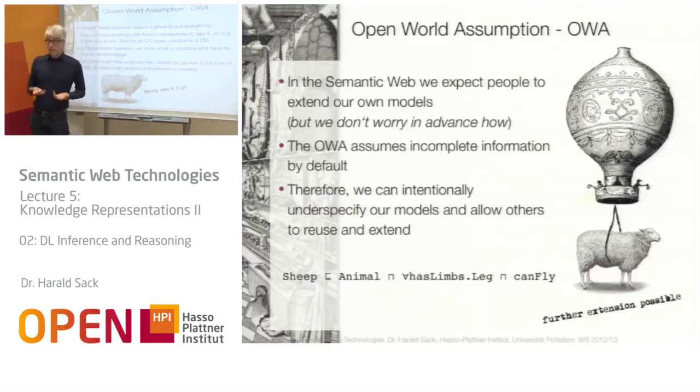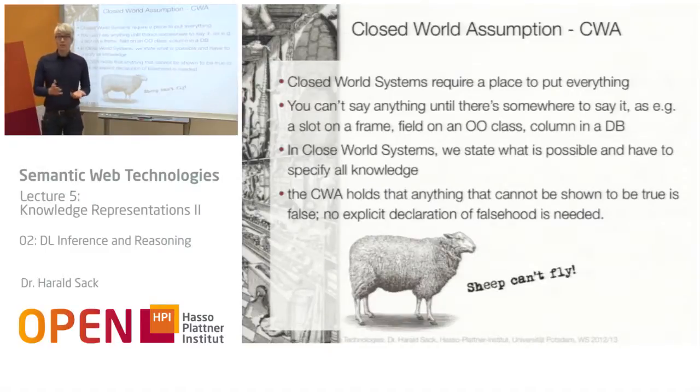On the other hand, there is the so-called closed world assumption. In these closed world systems, for everything, a place is required to put something to. So you can't say anything until there's somewhere to say it. So for example, you need to have a slot in frame systems. You need to have a field in object-oriented classes, or you need to have a special column to put your information in a database. So in closed world systems, we state what is possible, and therefore we have to specify all knowledge, because knowledge that is not given will be taken as its negation.